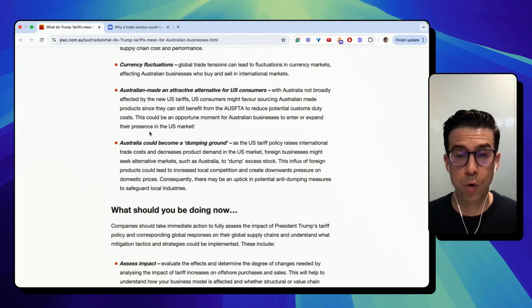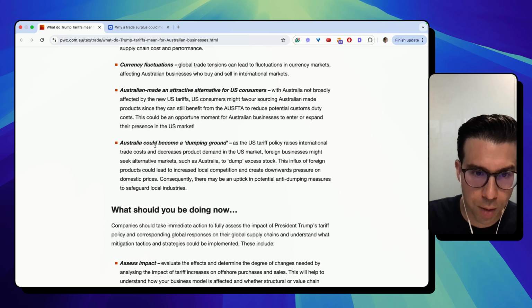Of course, it doesn't just have to be Australia. This could potentially be any number of other countries as well. But we could see that occur.